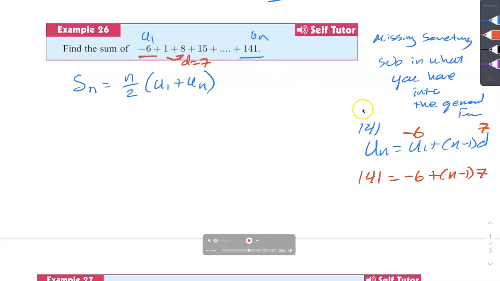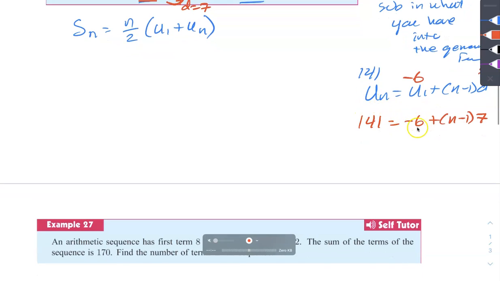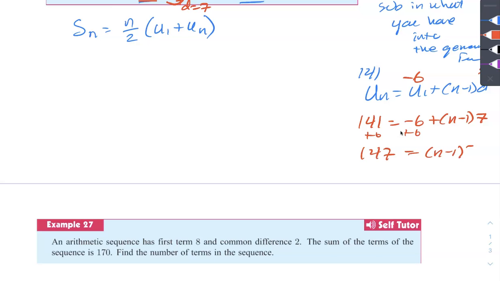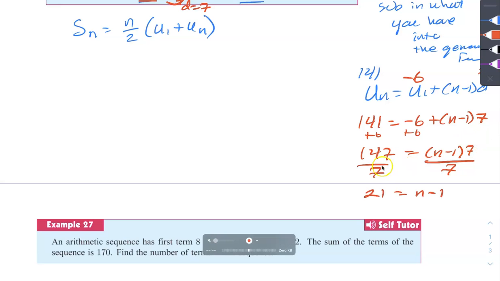So we have this. I'm going to solve this real quickly. Let's see, I'm going to add 6 to both sides. I get 147 equals n minus 1 times 7. In this case, you could either distribute the 7 and then move over, or you could just divide by 7. So 21 equals n minus 1, right? Because 14 divided by 7 is 2, 7 divided by 7 is 1, and then add 1 to both sides. So we get n equals 22.